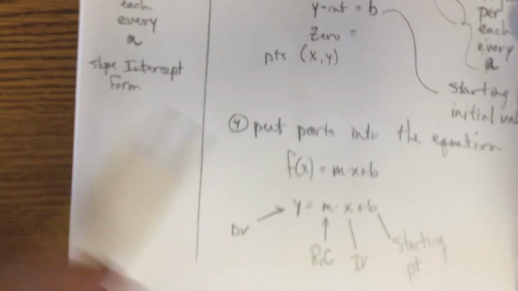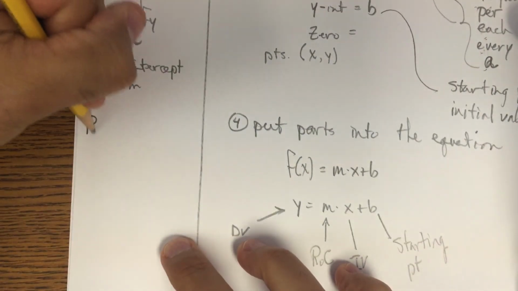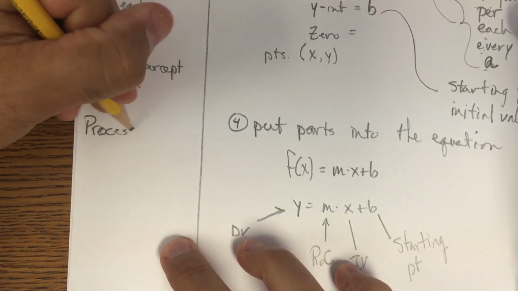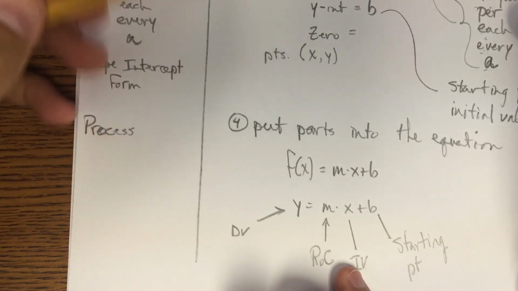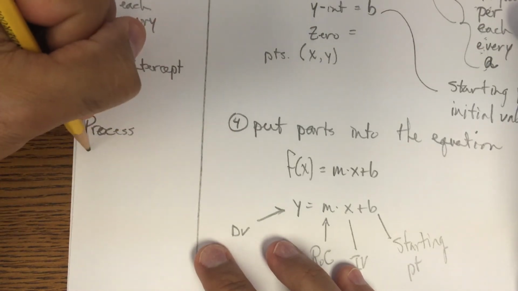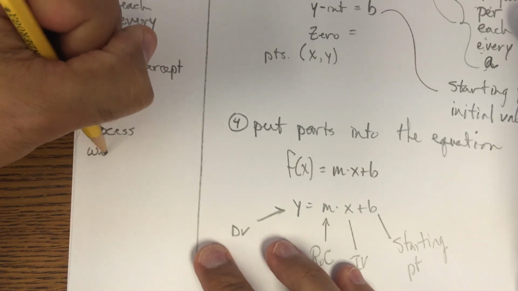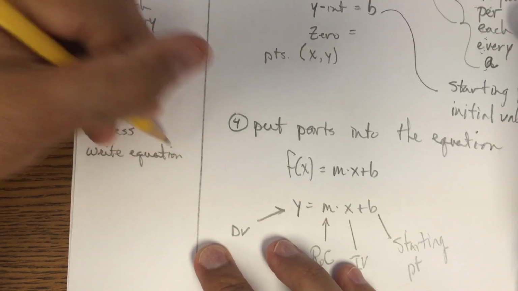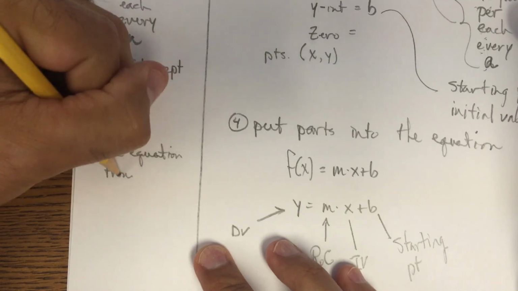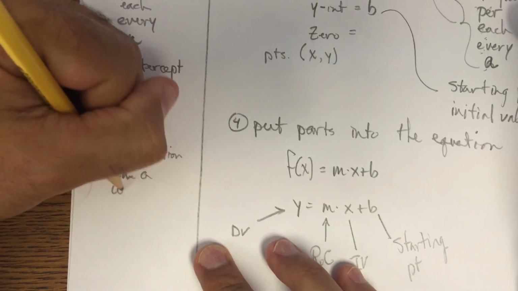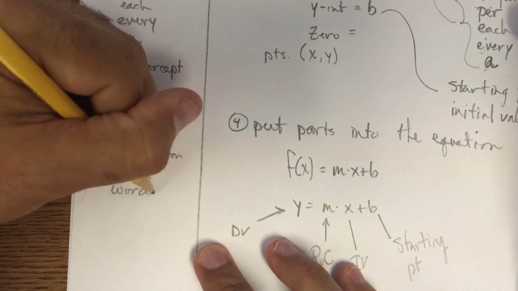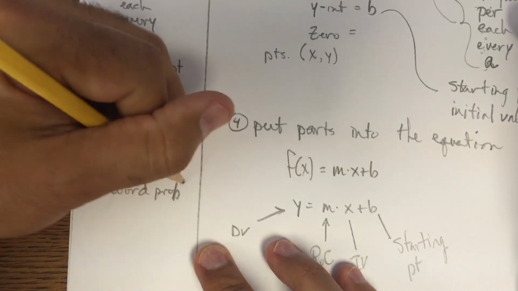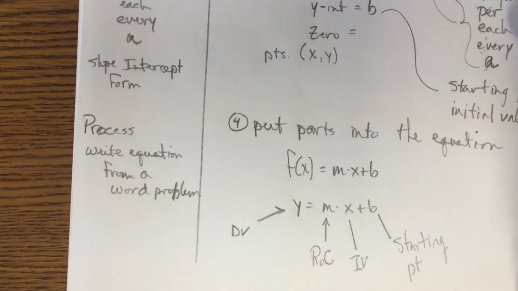And then there's a process that we need to know. There are some steps that we need to know. We need to know the 4 steps right here of how to write an equation from a word problem. And that'll do it.